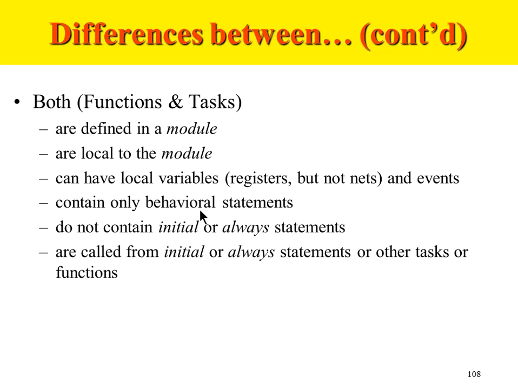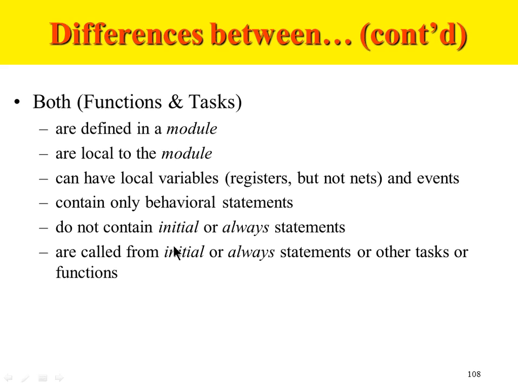Both task and function can only contain behavioral statements. We cannot have module instantiations inside the function and task. Only behavioral description or behavioral statements can be part of task and function. Any module instances have to be outside the task, outside the function, even outside the always block. That is where we instantiate the module. So any other modules are instantiated directly inside the module, outside all these other procedural statements like always block, initial block, task, function.